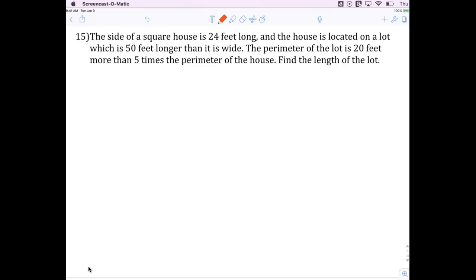All right, so here we go. Look up for a second now. All right, the square house. You live in a square house. That is 24 feet. And what I did was I just put 24 on each side.